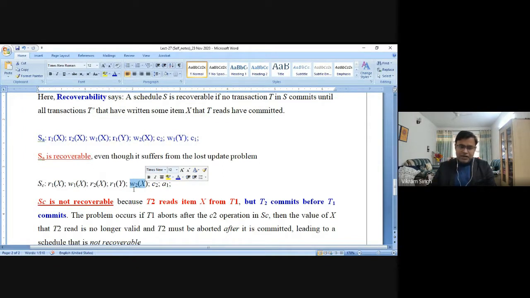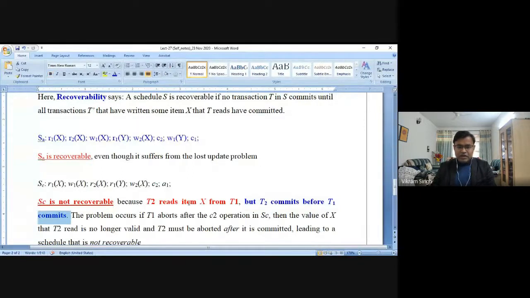And here we have C2, the commit of transaction T2, and after it A1, the abort of T1. So SC is not recoverable, because T2 read data item X from T1. Whatever change we made on data item X because of W1X, we are reading the same data item X after this modification, but T2 commits before T1 commits, right?